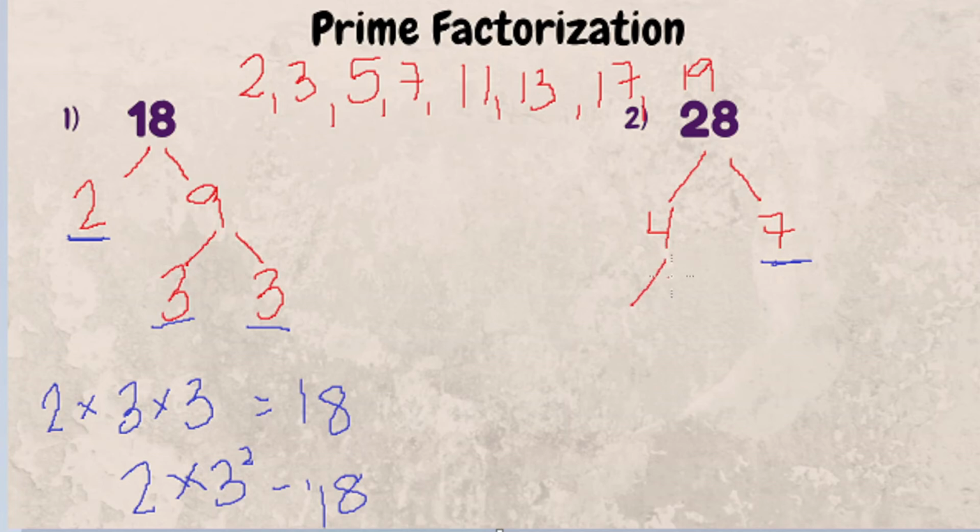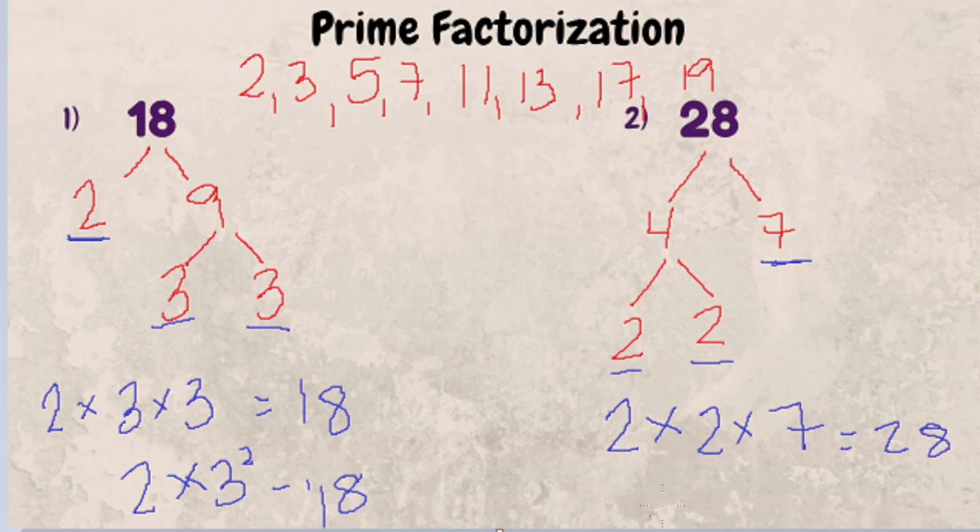4, however, we need to break it down further into 2 times 2. So 2 is a prime number, which means our prime factors are 2 times 2 times 7. 2 times 2 is 4 times 7 is 28. It can also be written as 2 squared times 7 equals 28.